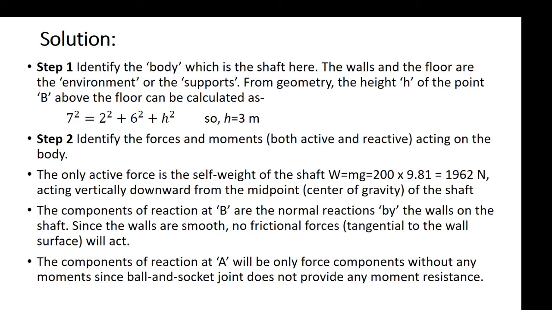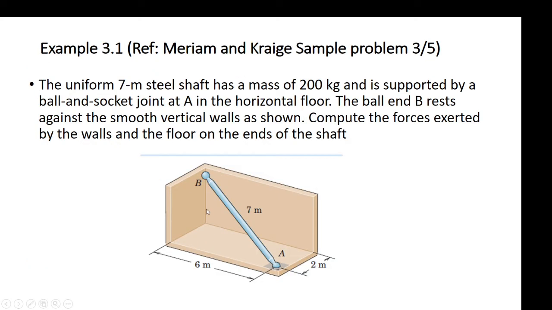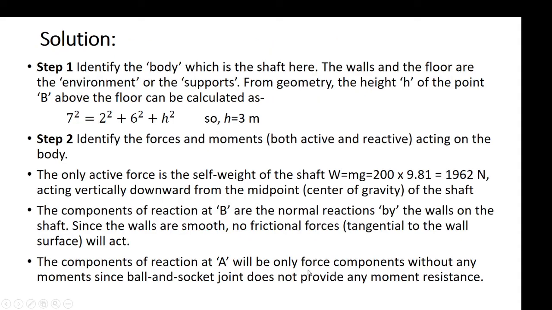Solution, step 1. If you have followed the theoretical lecture, then we have mentioned the steps to be followed for solution of the problem. The first step is the identification of the body, which is the shaft here. The walls and the floor are actually the environment or the supports. From geometry, the height h of the point B above the floor can be calculated. You can easily do that. This height was not given. You can easily follow it from the geometry.